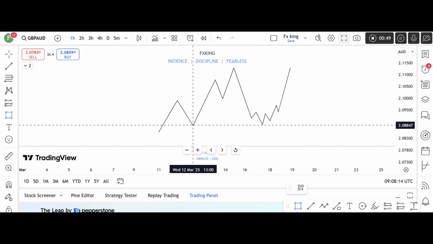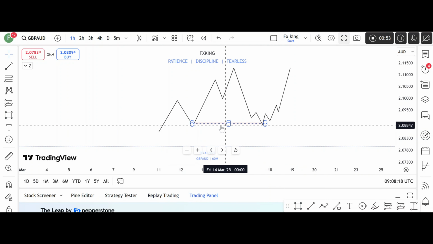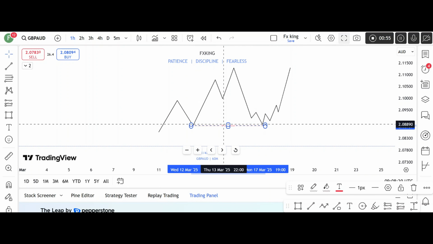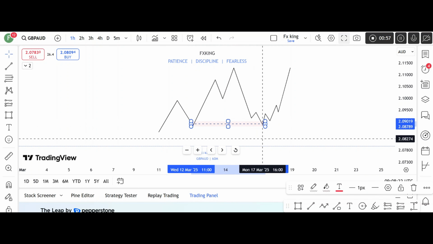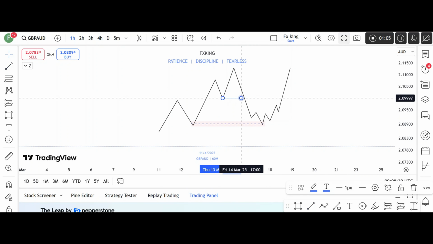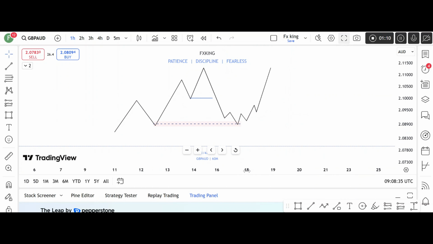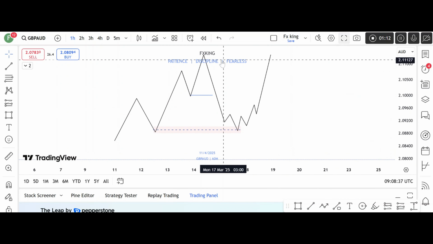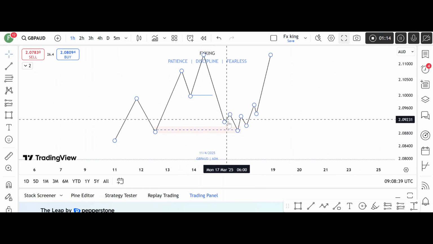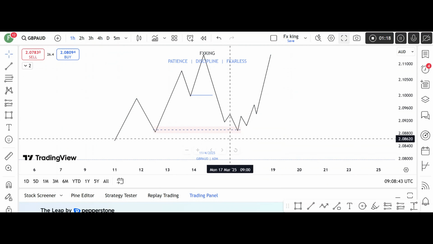So what are the key points in this entry? First, we have a point of interest here. We need to have an inducement to make our point of interest valid. This inducement before your point of interest makes your point of interest valid. Now we have the return, the corrective leg, which is making lower highs, lower lows. These are called internal structures.